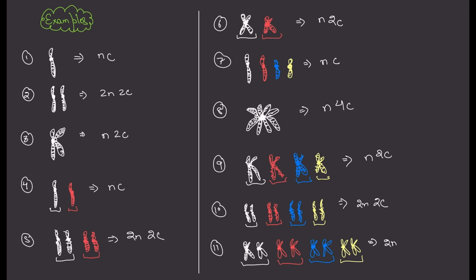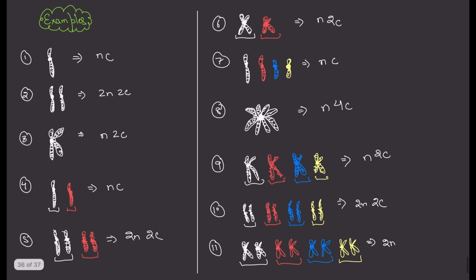But when we look at the content of DNA, for white we have 1 chromatid, 2 chromatid, 3 chromatid, 4 chromatid. Likewise, for red we have 1, 2, 3 and 4 chromatids. Likewise for blue 1, 2, 3 and 4. And in the same manner for yellow 1, 2, 3 and 4. So 4 chromatids are present for every chromosome. That is why the content becomes 4C.